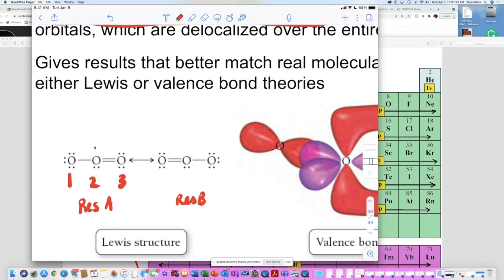For the left resonance structure, resonance A, the double bond is between oxygen 2 and 3. For the right resonance structure, resonance B, the double bond is between oxygen 1 and 2. You see? It's obvious. So that's your argument. Imagine you're in the court of science and you're arguing. These are two different structures. Why? On the left structure, the double bond exists between oxygen 2 and 3.